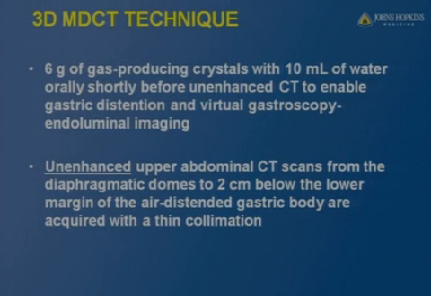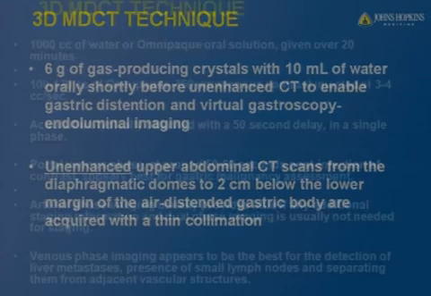What do we do in CT? The CT is the mainstay usually for detection and the follow-up of the patient. First, if we are doing the virtual gastroscopy part and endoluminal imaging, we first give gas-producing crystals with a small sip of water and do an unenhanced CT, starting above the diaphragmatic dome to below the lower margin of the air-distended gastric body using a thin collimation.